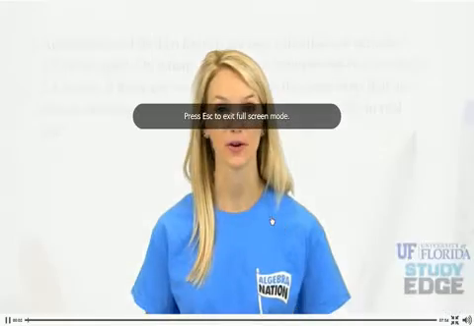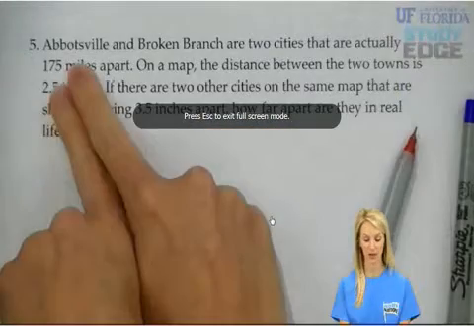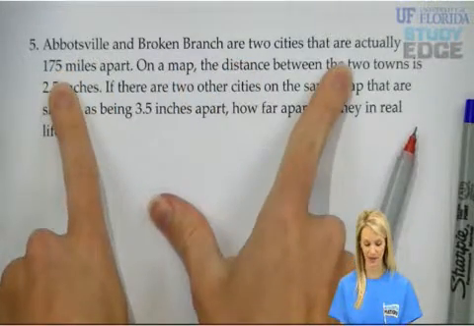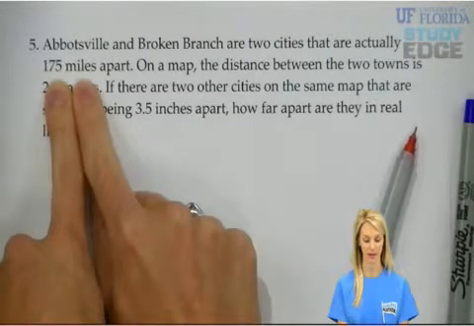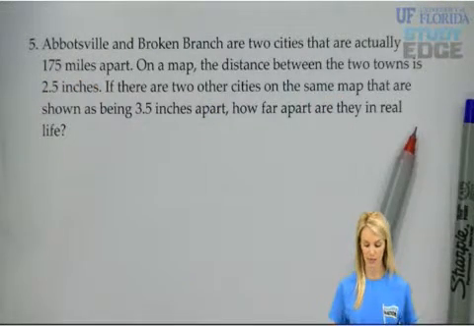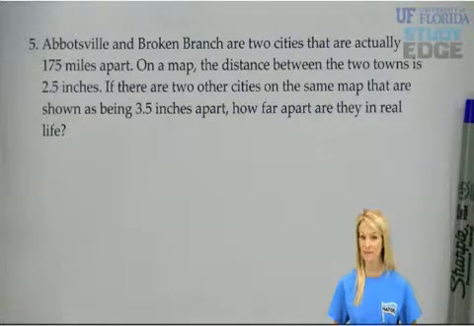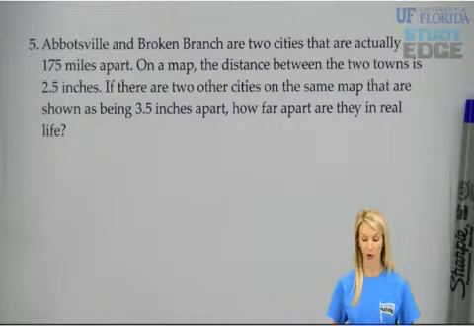Ashley, let's take a look at another word problem. So we are told that Abbotsville and Broken Branch are two cities that are actually 175 miles apart. On a map, the distance between the two towns is 2.5 inches. If there are two other cities on the same map that are shown as being 3.5 inches apart, how far apart are they in real life?